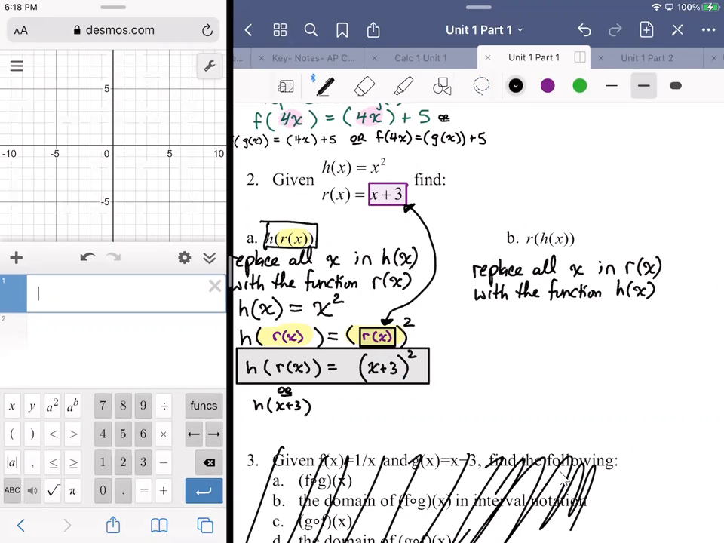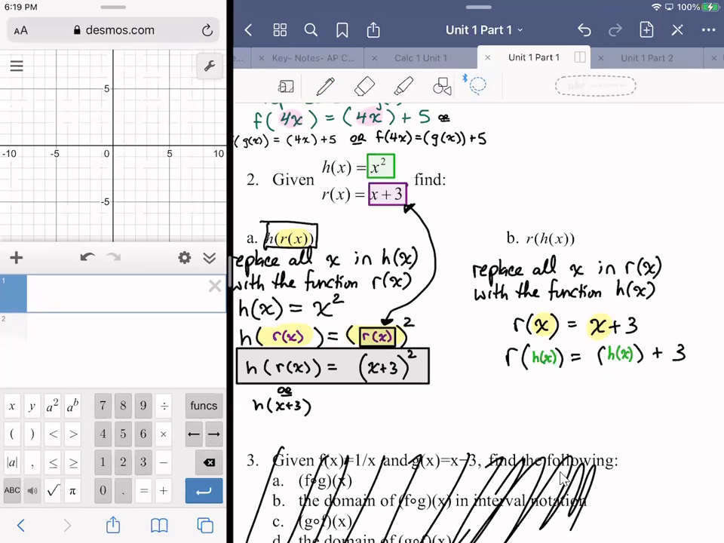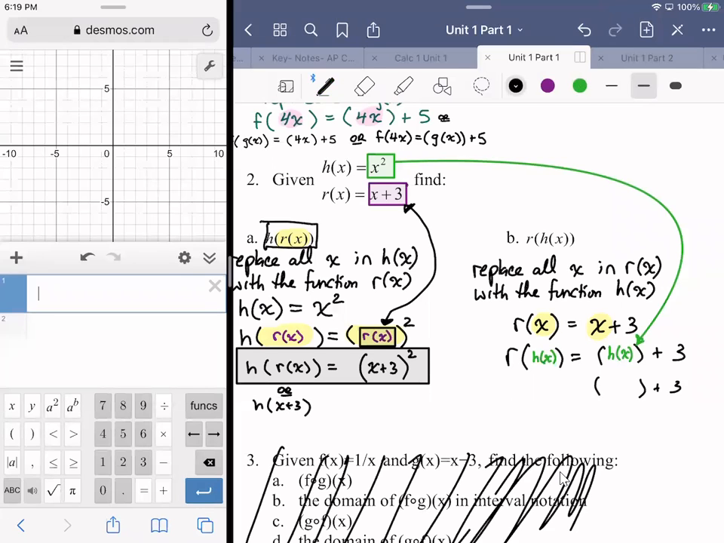So in the second one, we're replacing all the x's in r of x. So let me write r of x is equal to x plus 3. If I'm replacing all of the x's in r of x, so that would be this x and this x, I'd rewrite it with open spaces instead of the x, and then fill in those open spaces with h of x. Knowing that h of x is the same as x squared allows me to replace the h of x with an x squared.